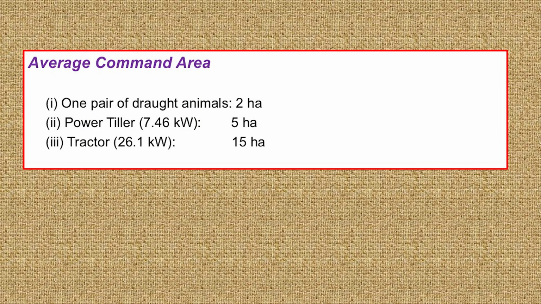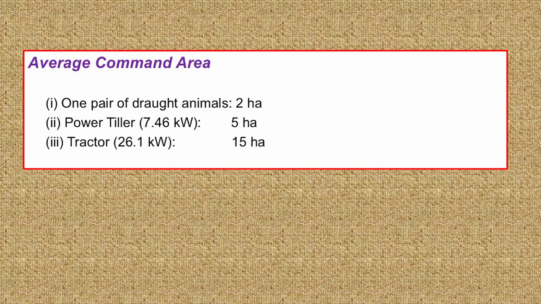Here is one slide which I put intentionally, giving an idea about average command area. If you are a beginner, you want to become a farmer, and you are looking for guidelines to choose a power source, here is a kind of thumb rule. You need one pair of draught animals to perform agricultural activities on 2 hectares of land. So for every 2 hectares of land, at least one pair of draught animals is essentially required.